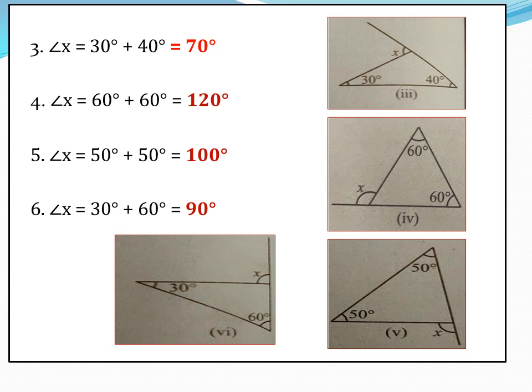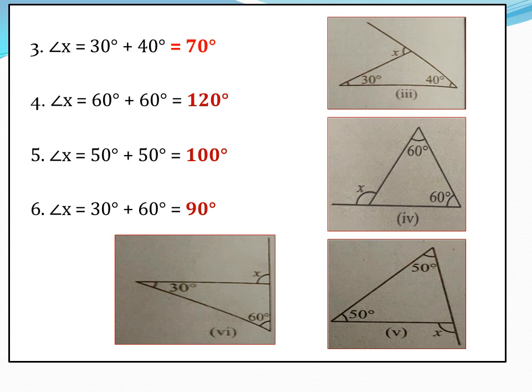Just move on to question number 5. Here also, interior opposite angles are given. Both are the same angles, 50 degrees and 50 degrees. So, angle x, the exterior angle, is equal to 50 degrees plus 50 degrees, that is equal to 100 degrees. That is the value of x.